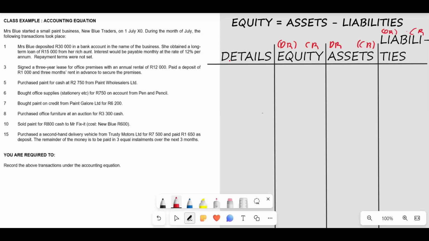So the bank, let me use a different color. The bank will increase. Therefore, the bank is an asset, so the bank will increase on the debit side with 30,000. Then this will also increase our capital in the business. Capital is an equity account. Therefore, it will increase.